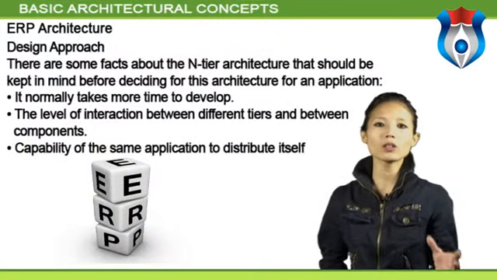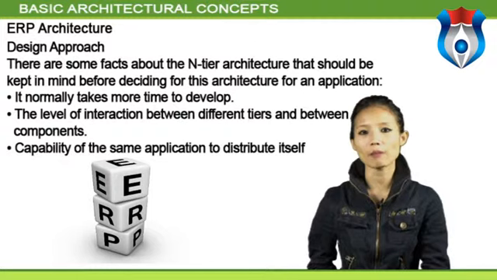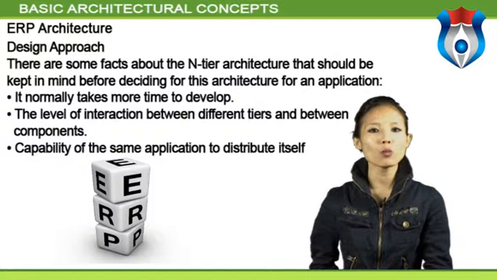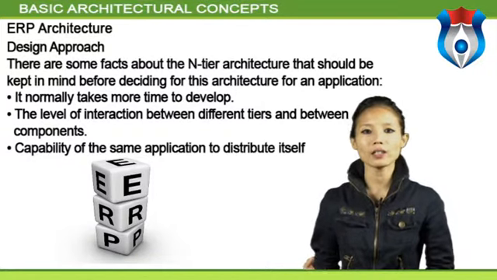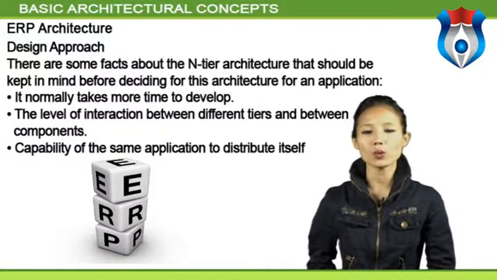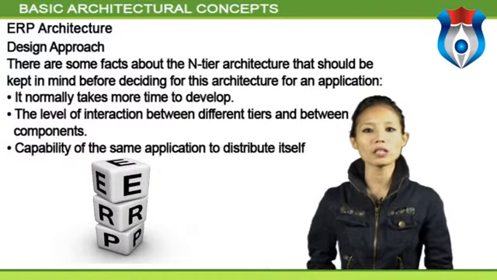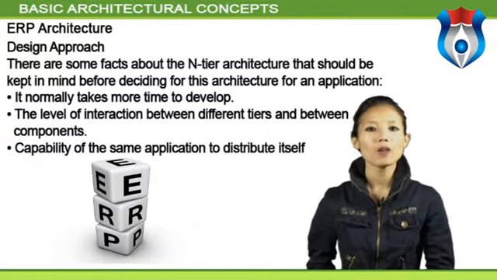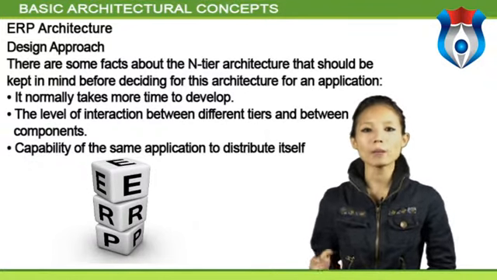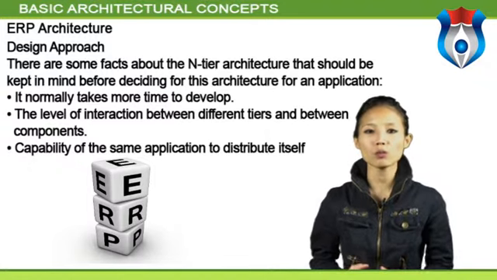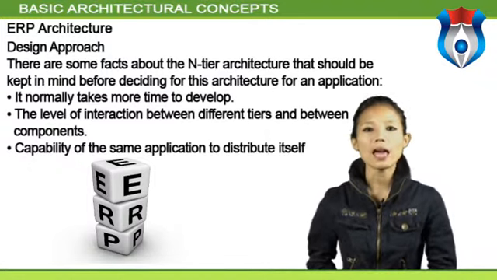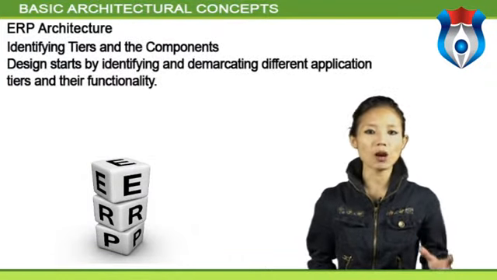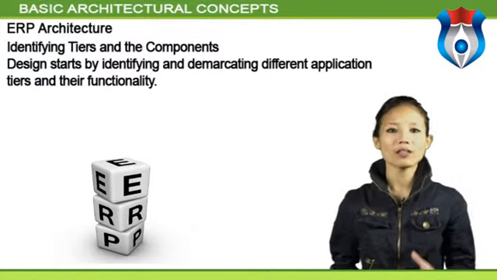There are some facts about the architecture that should be kept in mind before deciding on it for an application. It normally takes more time to develop. Number of tiers should be decided accordingly. The level of interaction between different tiers and between components within a tier increases the path of communication, which may affect response time. At the same time, the capability of the same application to distribute itself on different processing machines helps make the best use of processing power. Design starts by identifying and demarcating different application tiers and their functionality.